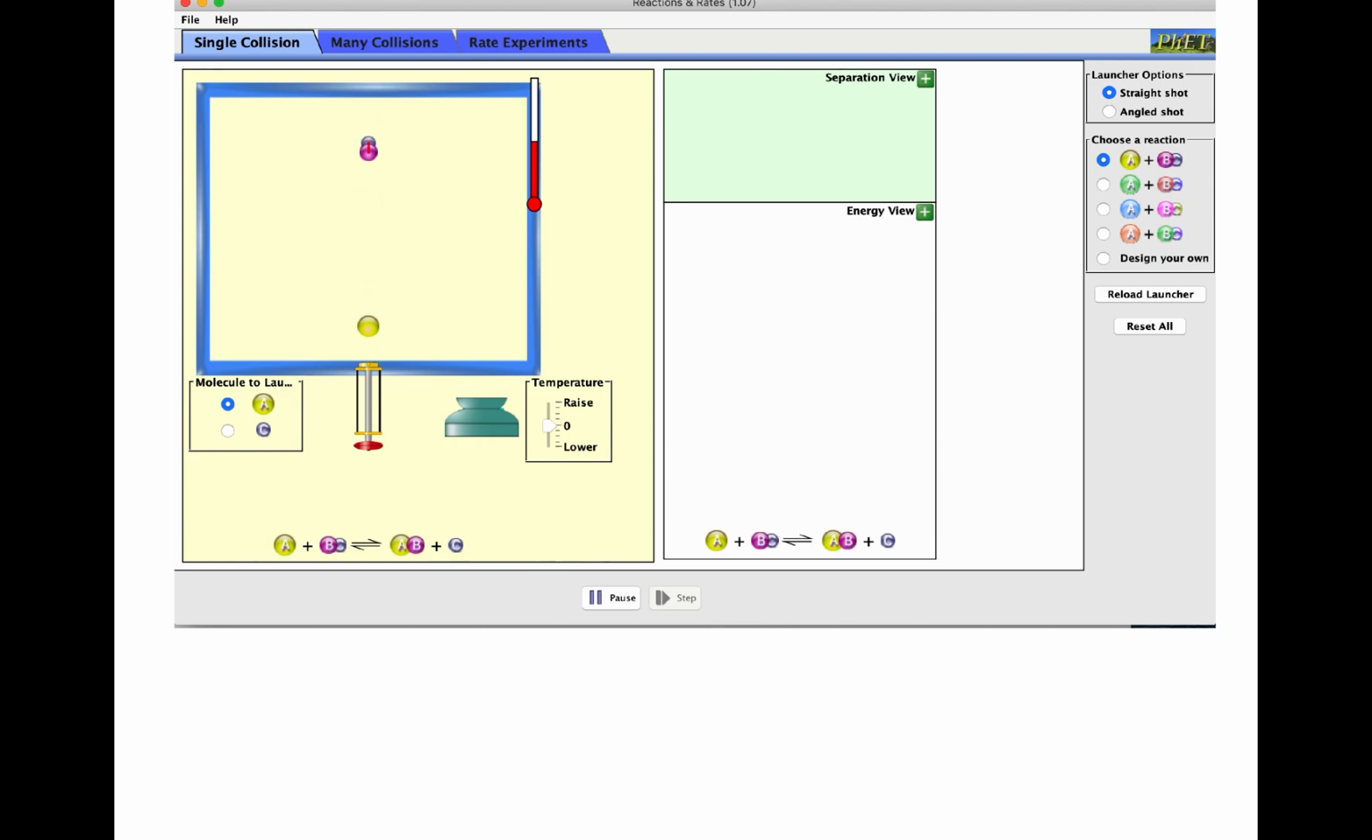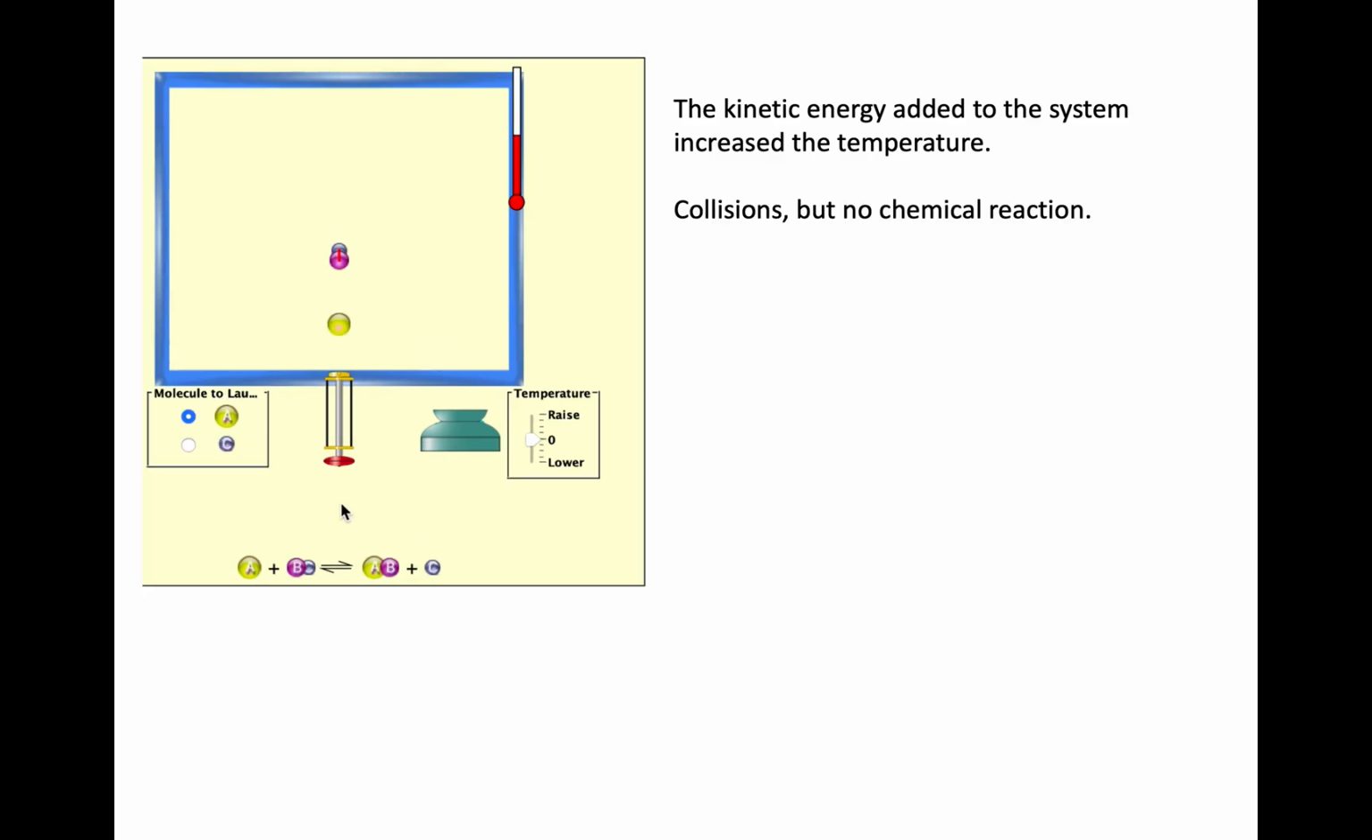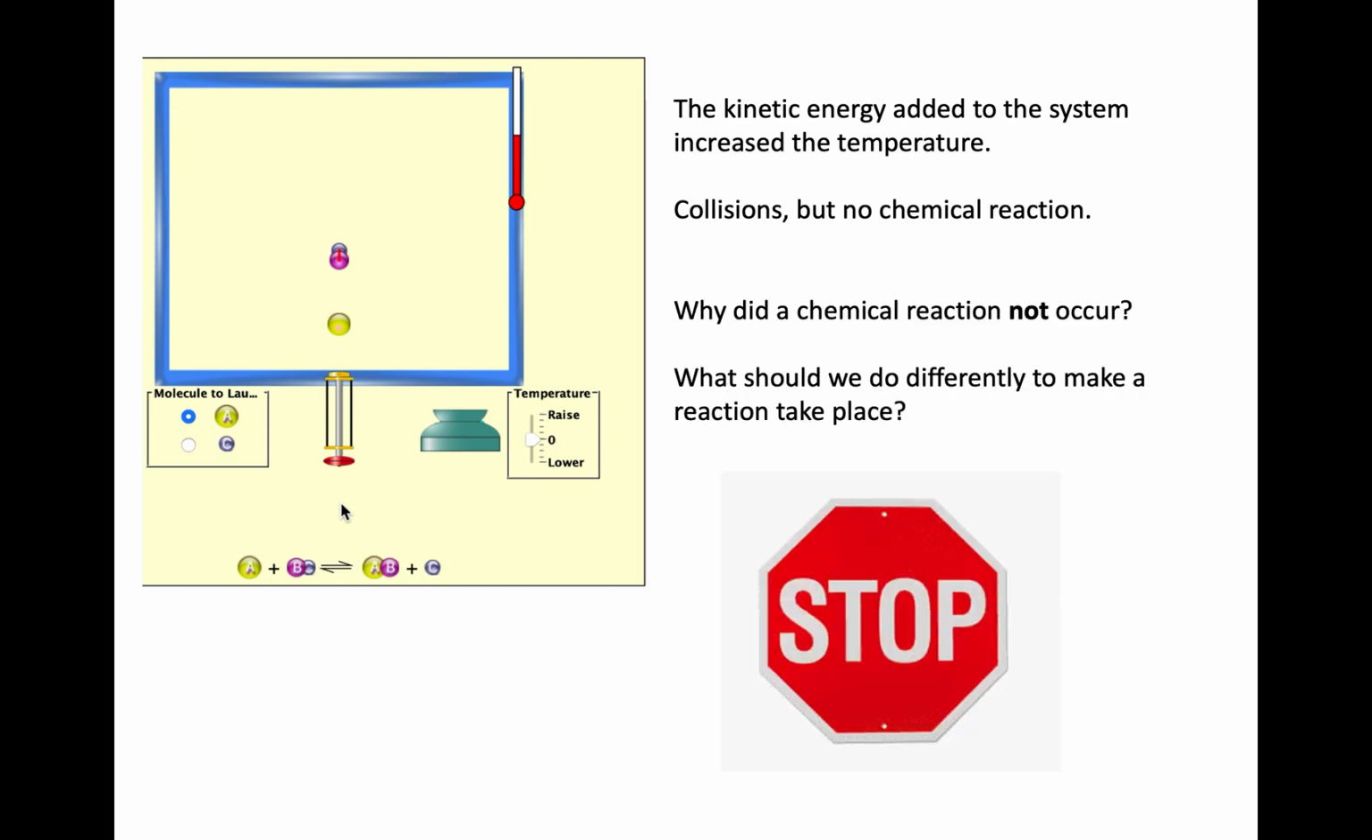I see the particles bouncing around, but I did not see a reaction take place. So the kinetic energy added to the system increased the temperature. There were collisions, but I did not see a chemical reaction take place. Why do you think that chemical reaction did not occur? What do you suggest we could do differently to make a reaction take place?